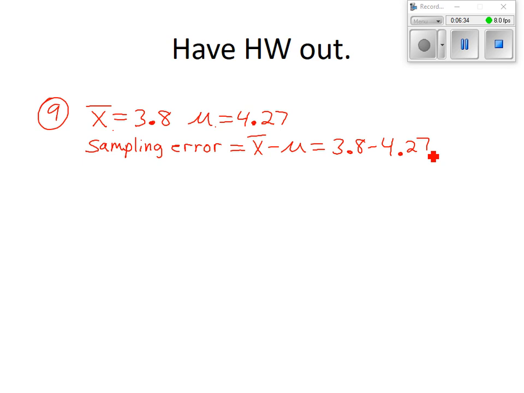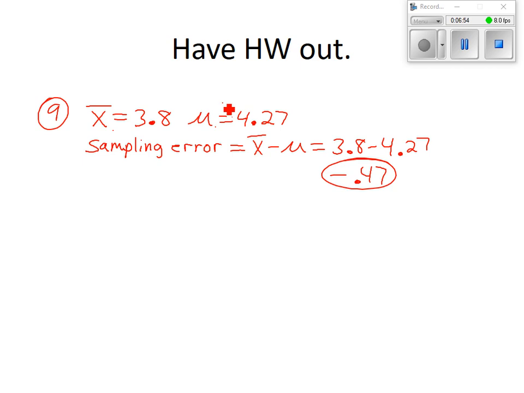That's not right. Negative 0.47. Oh, I forgot to say point. You took the point out. So that's our sampling error.